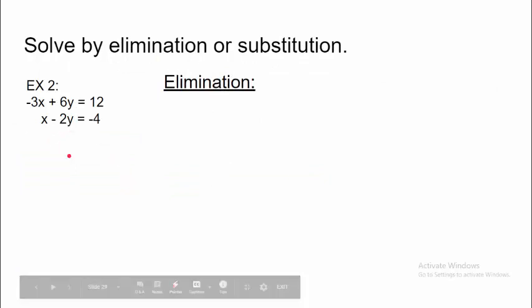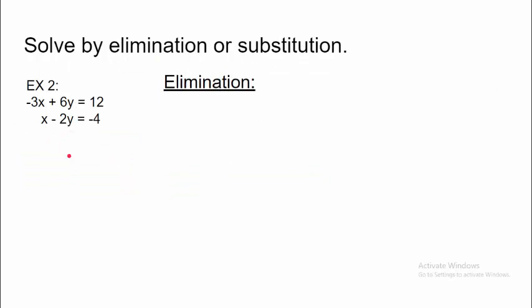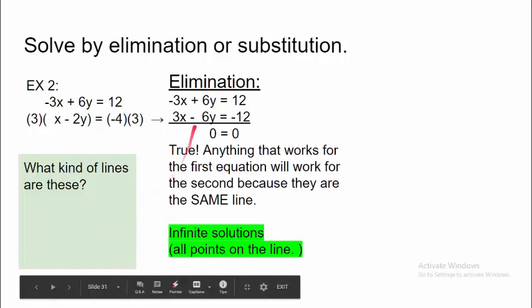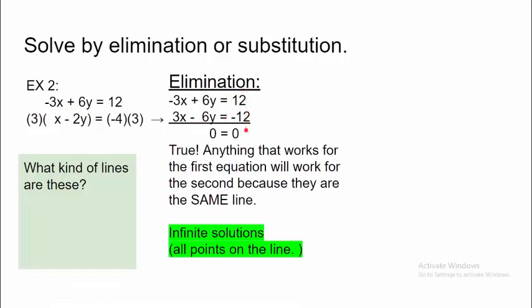Okay, another example here. You could do this by elimination or substitution. I'm going to go ahead and do it by elimination. So maybe I'll take this bottom equation and multiply by 3, and then it seems like those x's would cancel out. Great. So now I'm going to go ahead and add the two equations. I've got 0 equals 0, and that's true.